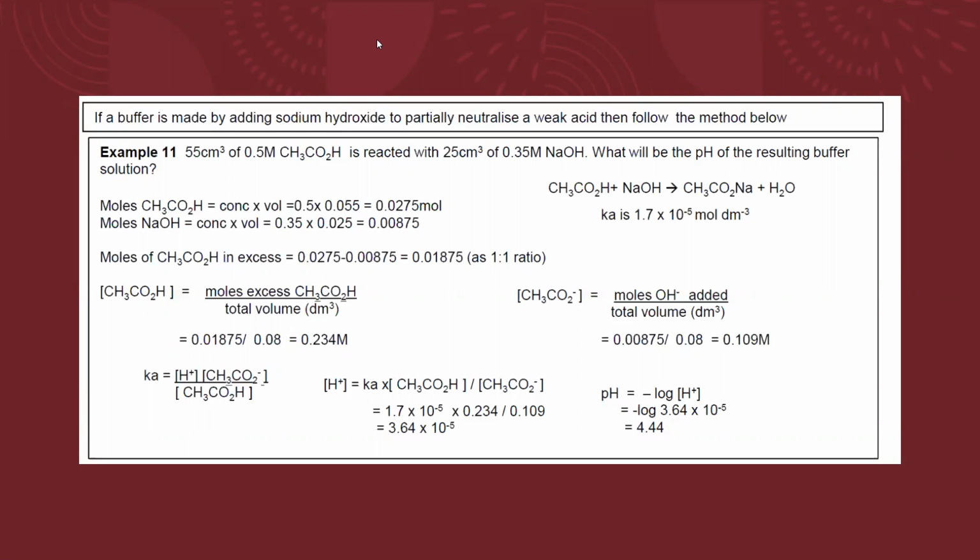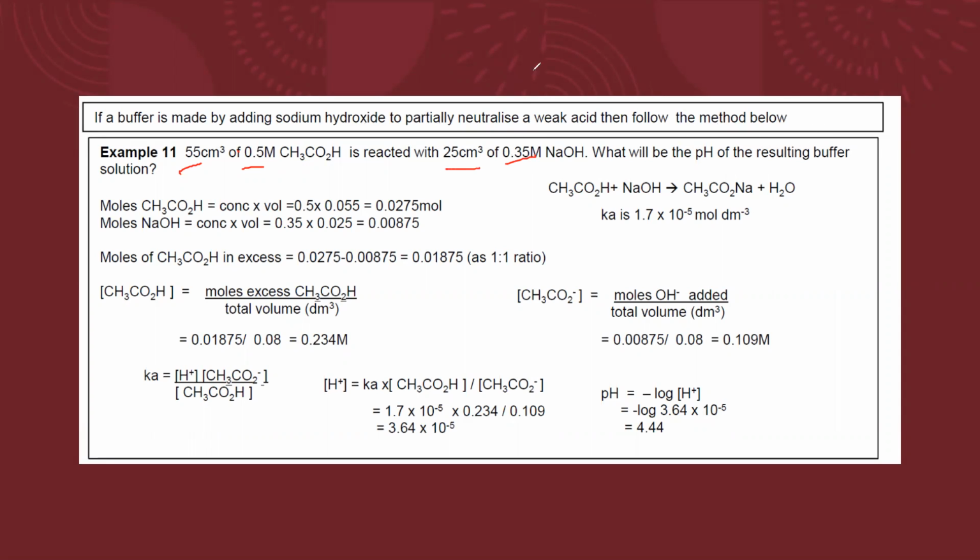And the third method of making a buffer solution is by partial neutralization, meaning a limited amount of alkali is added to an acid. For example, you have 55 cm cube of 0.5 mole ethanoic acid, and these types of questions are common, reacted with 25 cm cube of 0.35 sodium hydroxide. What will be the pH of the resulting buffer?